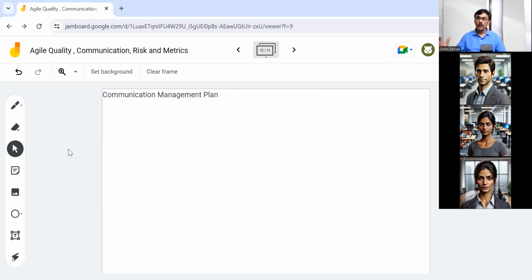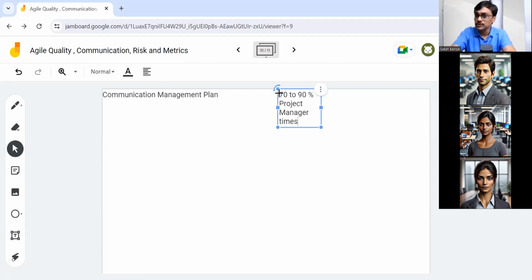Integration means integrating all the aspects of project management to make sure that we are coming to a common goal, common purpose. So communication, many a time people say that around 70 to 90% of a project manager's time goes into communication.